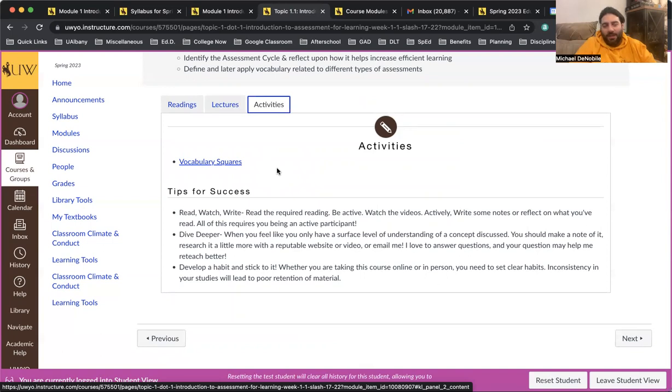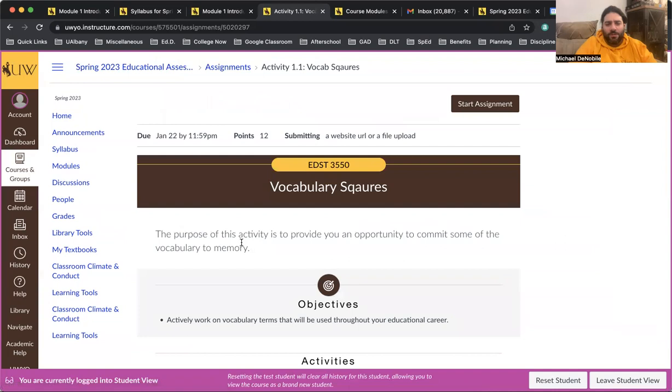Each module, again, each topic, I should say, within each module is set up this way. You're doing vocabulary squares for this first week. Pretty light, pretty straightforward. And then on the bottom, you'll have these tips for success to give you little words of encouragement of how to get through that topic for the week. Vocab squares is pretty straightforward.